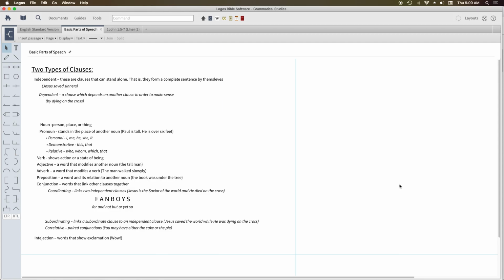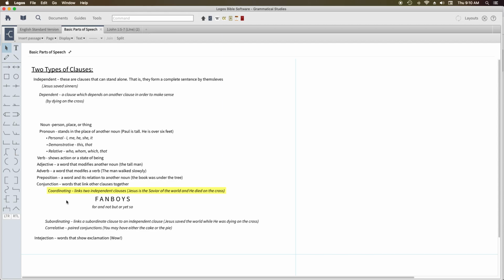So let's look at our example here. Jesus is the Savior of the world, and he died on the cross. So you have two independent clauses here, and we know they're independent because they make sense by themselves. Jesus is the Savior of the world. He died on the cross. Those are two independent clauses. So this conjunction "and" is linking these two independent clauses together. Therefore, it is a coordinating conjunction.